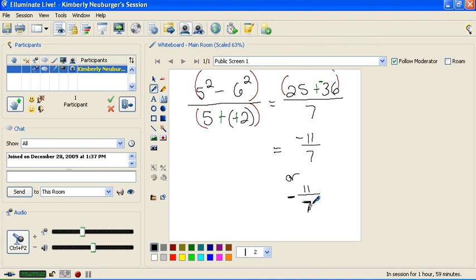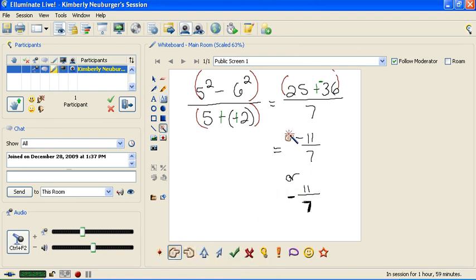You would not want to leave it in the denominator because remember that it doesn't quite make sense to have a negative in the denominator. So either move it so that it's lined up with the fraction bar or it's in the numerator. Either one is perfectly fine.